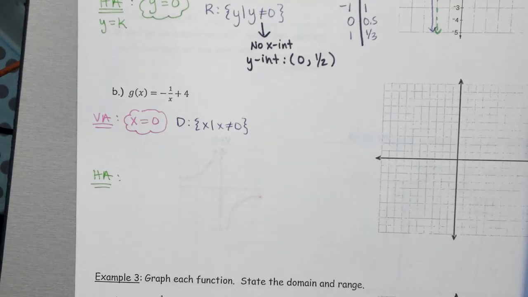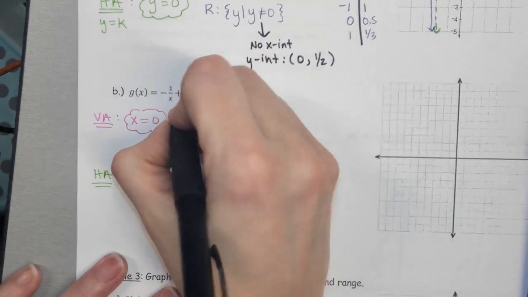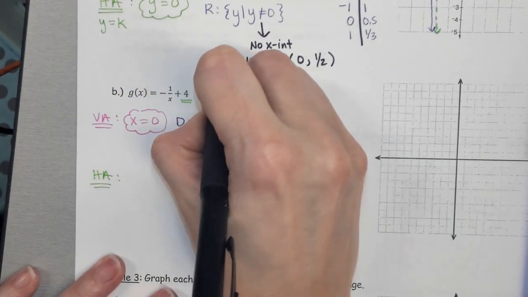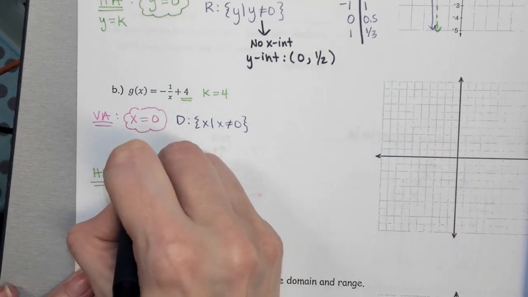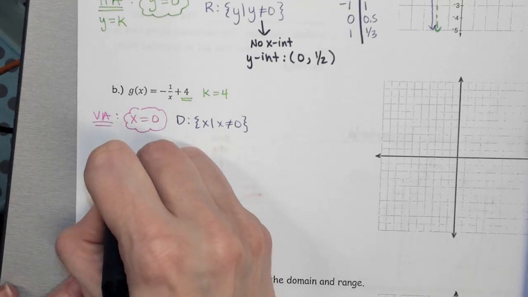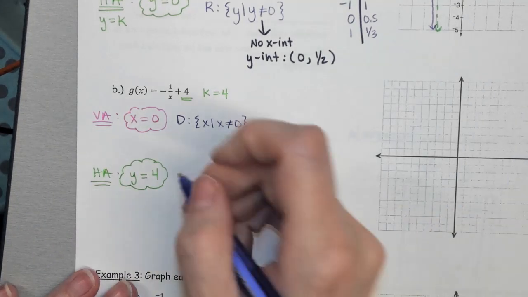So what's your k value? 4. So you do have something plus now. So if k is 4, then just your y value is going to be equal to 4. And then from there, we can do our range.